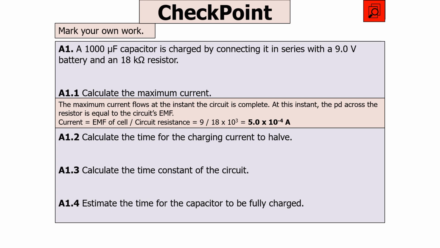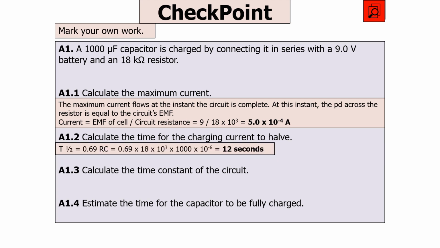The next one, you've got to remember the equation. The time taken to halve is going to be 0.69 times by RC. So therefore it's 0.69 times by the time constant, which is going to be R, which is 18 times 10 to the 3, times by 1000 times 10 to the minus 6. So therefore it's 12 seconds. Whilst the time constant itself is just RC, so you can work it through to be 18 seconds.